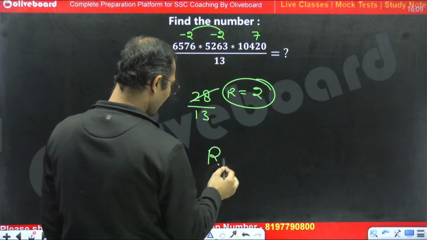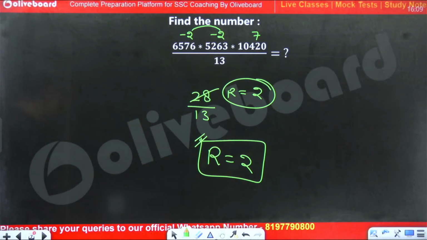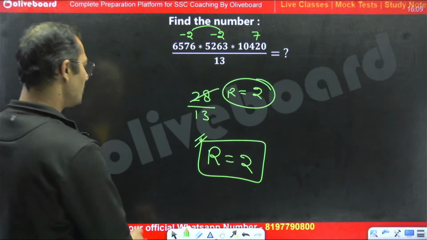So the final remainder is 2. 2 is the right answer.